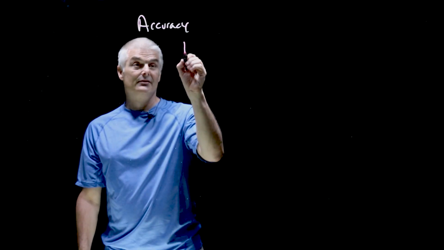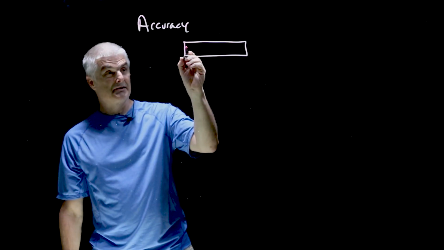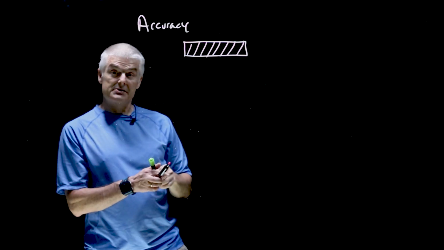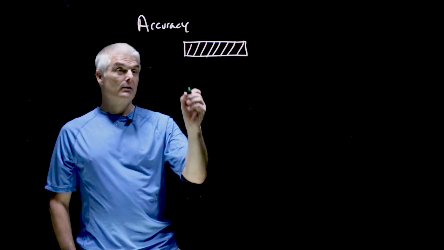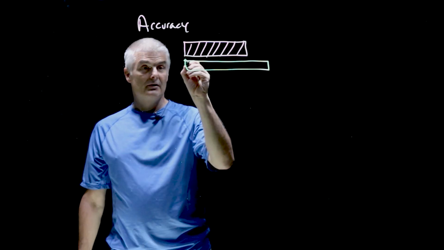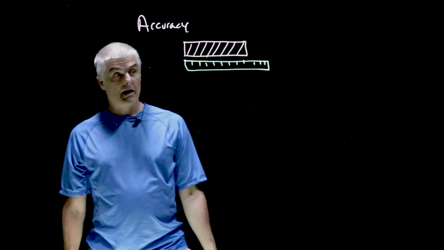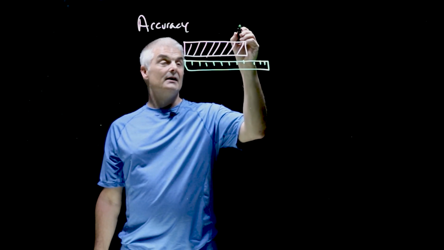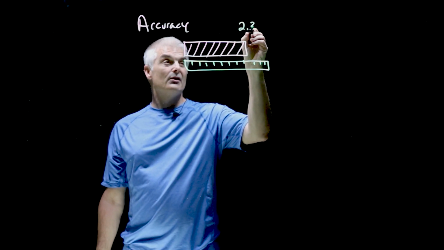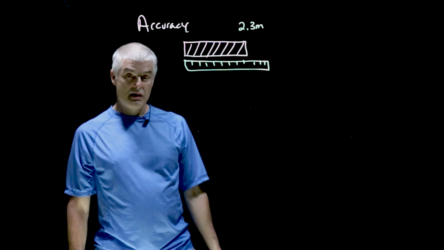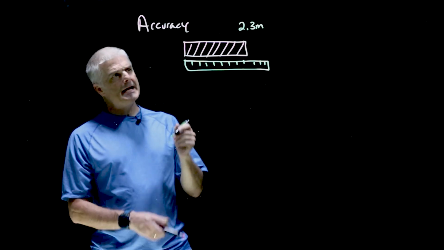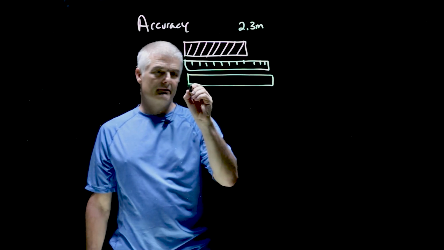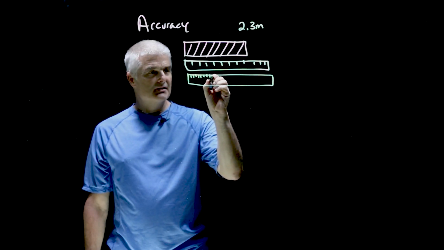So let's say that I have a rectangular shaped object, okay? And it has a particular length. So I put a ruler next to it, right, with all its tick marks, and I measure it. And I find out that its measurement is 2.3 meters. But then let's say that I get myself a better measuring device. So similar measuring device, but this one has a lot more tick marks.